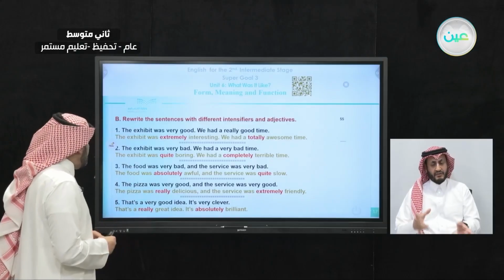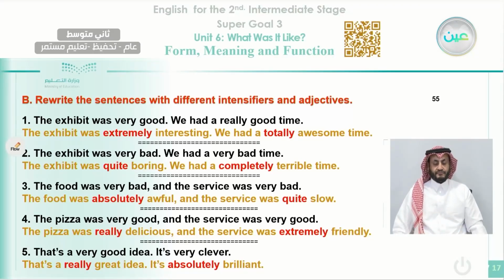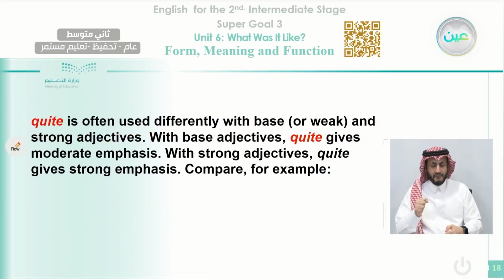So we use intensifiers like really and absolutely. Okay, there is something here. There is a note you have to be careful about. When we use the intensifier quite, it is often used differently with base or weak and strong adjectives. How? With base adjectives, quite gives moderate emphasis. It gives moderate, normal emphasis. With strong adjectives, quite gives strong emphasis.